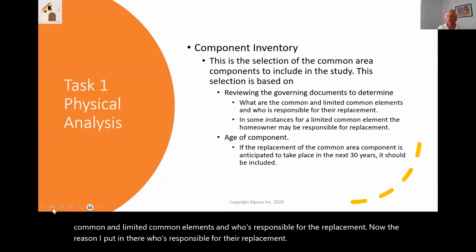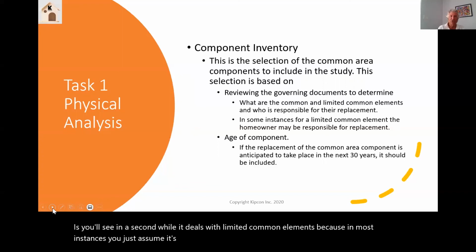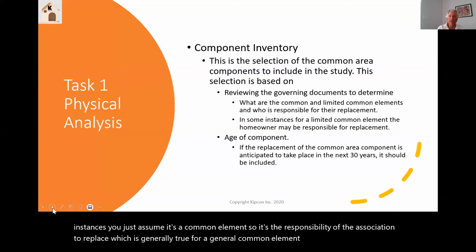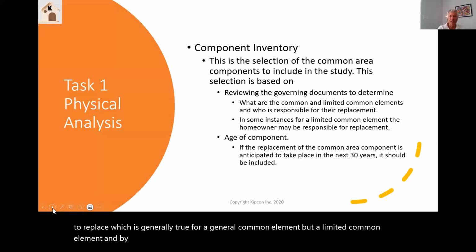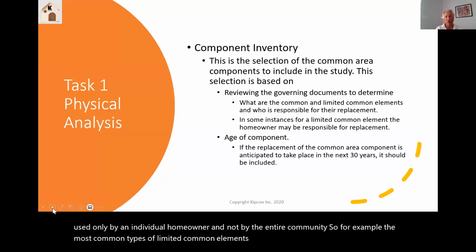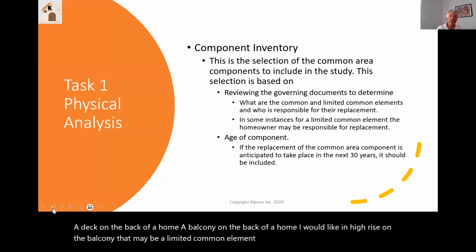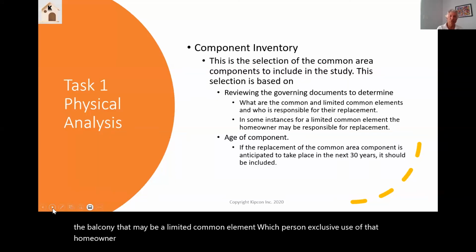you'll see in a second, it deals with limited common elements, because in most instances you just assume it's a common element, so it's the responsibility of the association to replace, which is generally true for a general common element. But a limited common element, by definition, is a part of your common elements that's used only by an individual homeowner and not by the entire community. So for example, the most common types of limited common elements may be a deck on the back of a home, or a balcony on the back of a home, like on a high rise. That may be a limited common element, for the exclusive use of the homeowner that lives in that home, but it's called a limited common element.